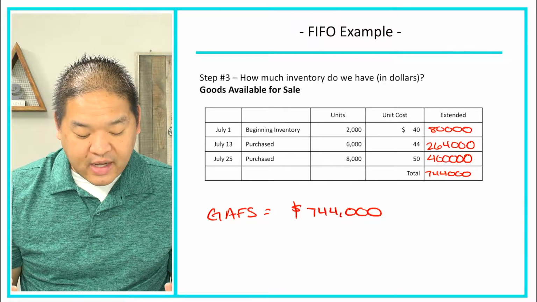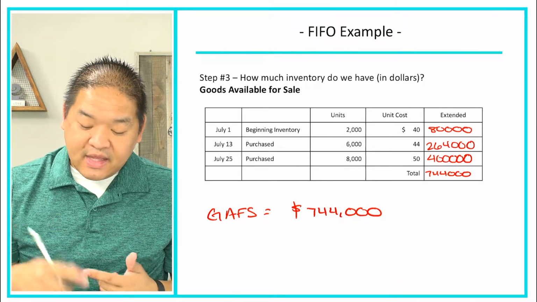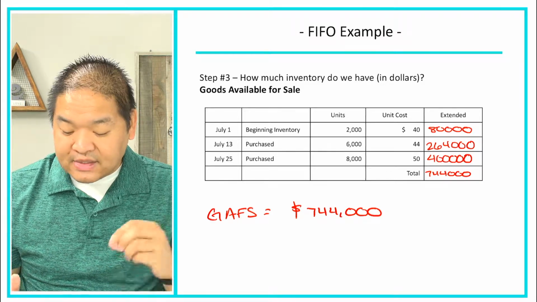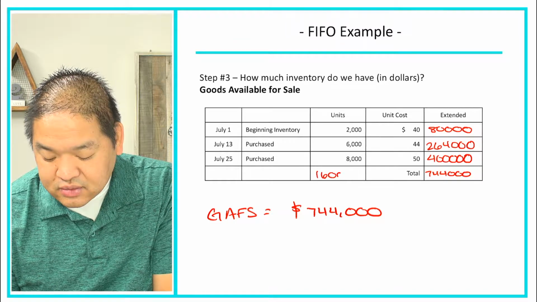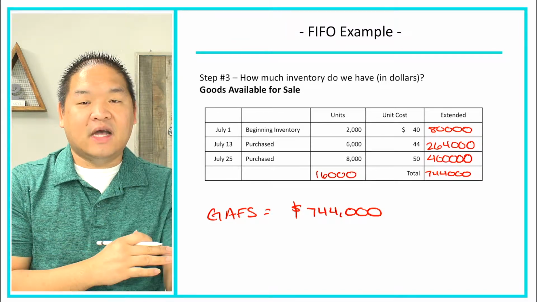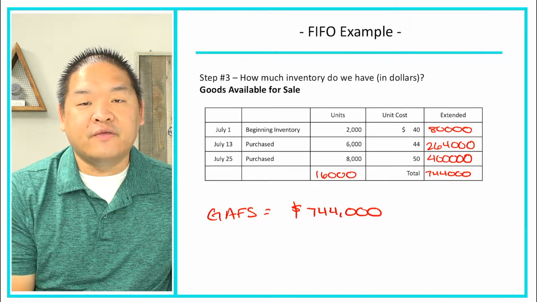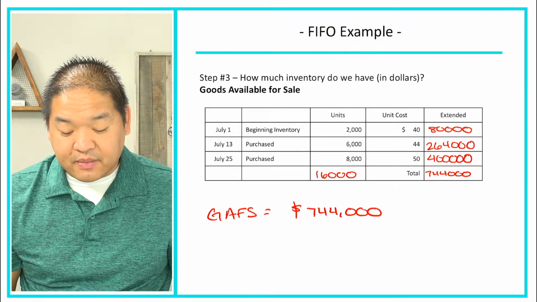Now we can also look at how many units did we have available during that period. So we had 8,000, 6,000, and 2,000. So if we were to add up all of those, 8, 6, and 2, we should get 16,000 units. Okay, so we had 16,000 units available for sale at a total valuation of $744,000. All right, let's move on to step number 4.